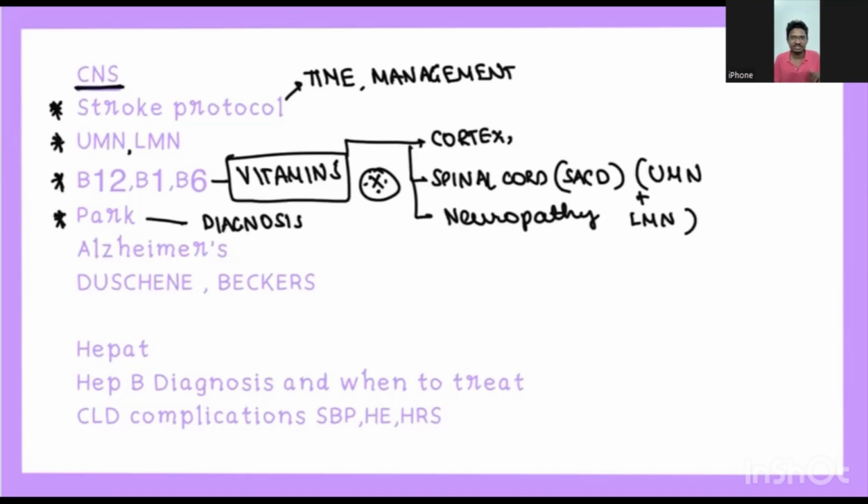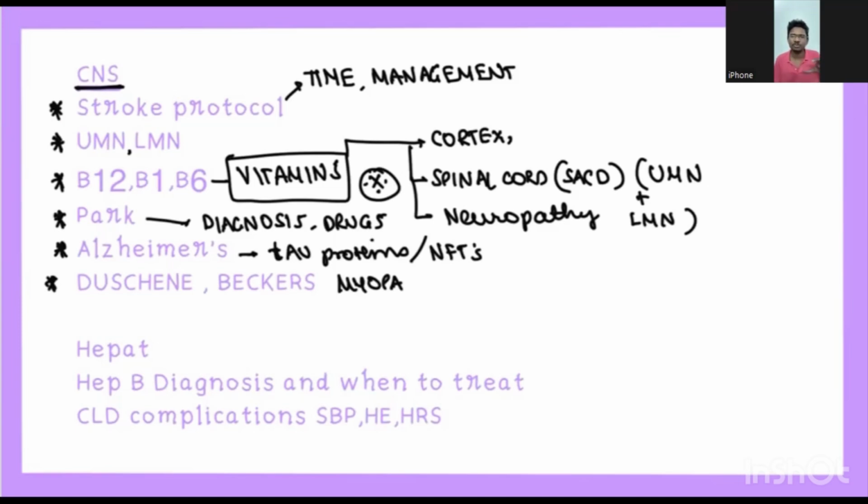in Parkinsonism, and the drugs used in the treatment of Parkinsonism. This you should be knowing. Next is Alzheimer's disease. Just know the basics: what the protein is, how this amyloid protein is formed, and the location of neurofibrillary tangles, the location of this tau protein and amyloid deposits. This you should be knowing.